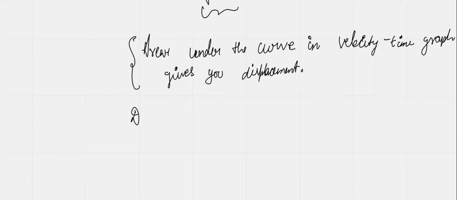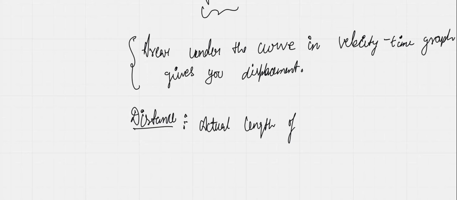The next is distance. Bhavana, you know distance does not depend upon the direction, right? It solely depends upon the real value of your motion. It is a scalar. It is just the actual path covered, the actual length of path traveled, the total path length from the initial point to the final. Okay, this is the thing.